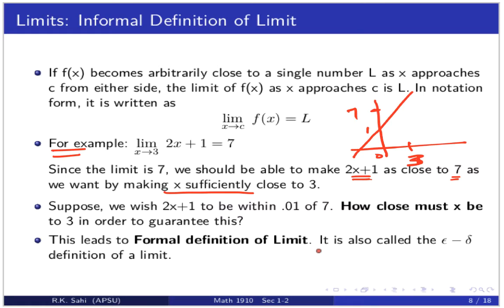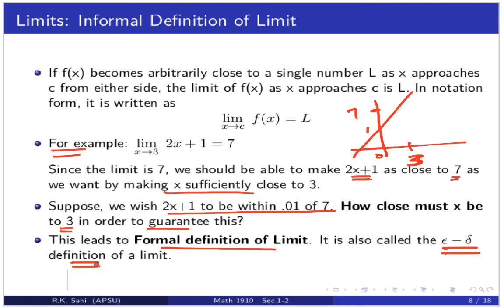So the question is, suppose we want 2x plus 1 to be within 0.01 of 7, like 1/100th closer to 7. Then the next question is how close x has to be to 3 in order to guarantee this. This is what leads to the formal definition of the limit, which we also call the epsilon-delta definition of the limit.